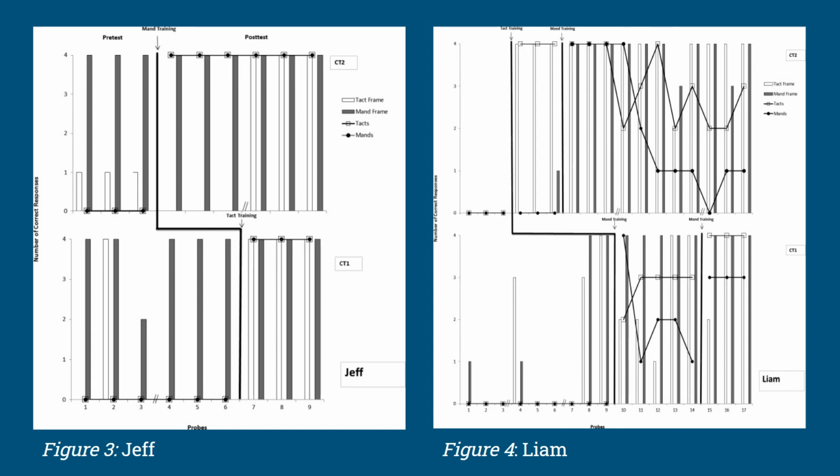Liam, during pre-training, there were no correct mands or tacts, but post-tact training, there were no correct mands, but correct tacts with the correct autoclitic. After mand training CT1, performance on CT2 was not maintained. Mands that were directly trained were inconsistent. They did more training, and in the 3 subsequent test sessions, he got the right tact 100%, and the mand, he got 3 of 4.